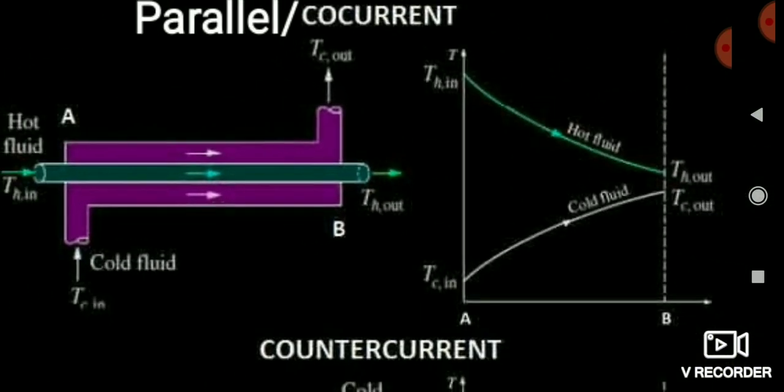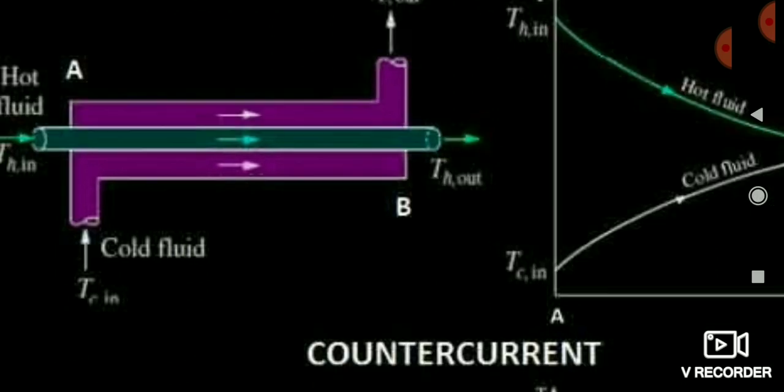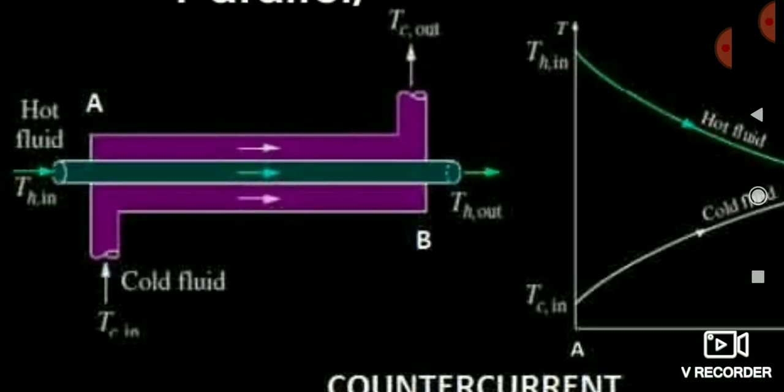Friends, you see here, I think it is clearly visible to all of you. Delta T1, in case of parallel flow or in case of counter flow, in both the cases the delta T1 value is the value present at point A. Here you see that at point A two temperatures are given, that is THI and TCI, meaning both the hot fluid and cold fluid are entering at point A. If you calculate the difference of both these temperatures, you will get the delta T1 value.